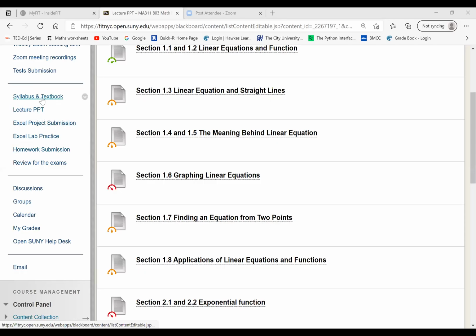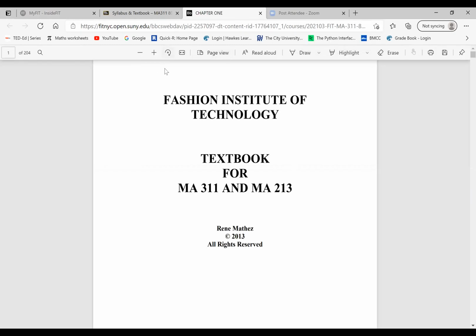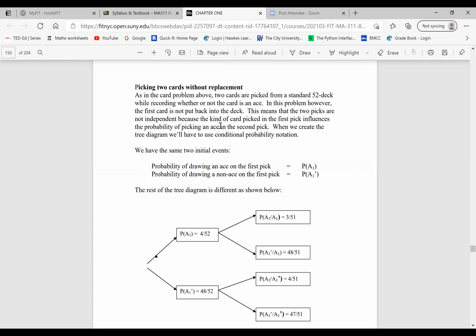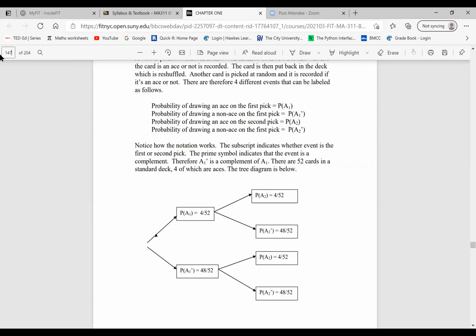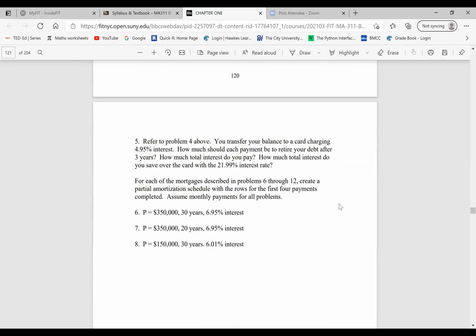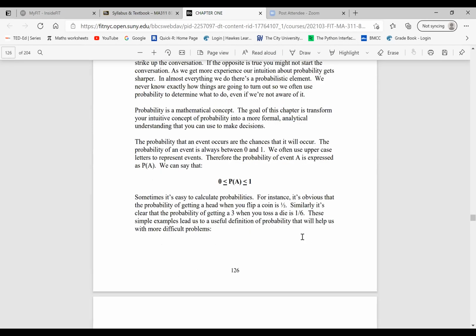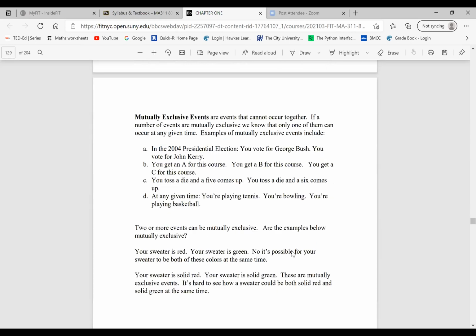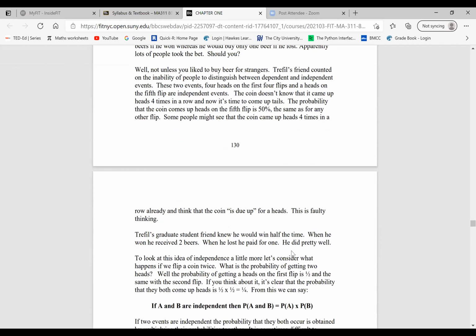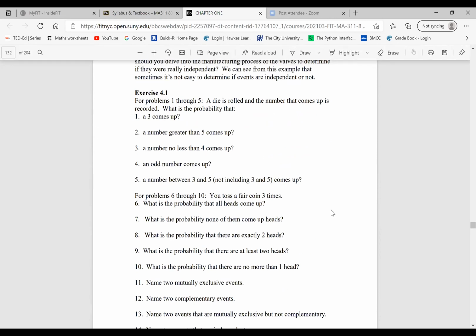Let's open the textbook. Okay, let's get to section 4.1 in the textbook. It should be about page 150, right? Go to the index page. No, not 150, it's probably 120. Yeah, it's 3.4, then let's get to 4.1. Okay, so you look at all these numbers.